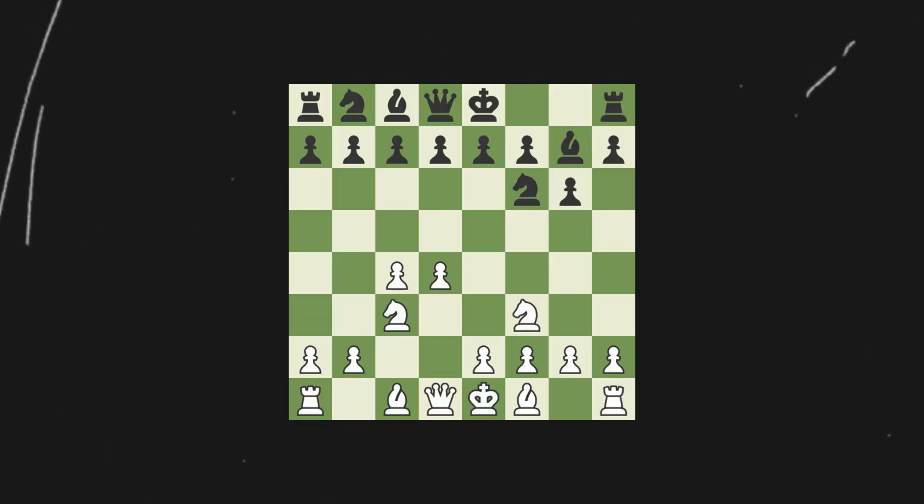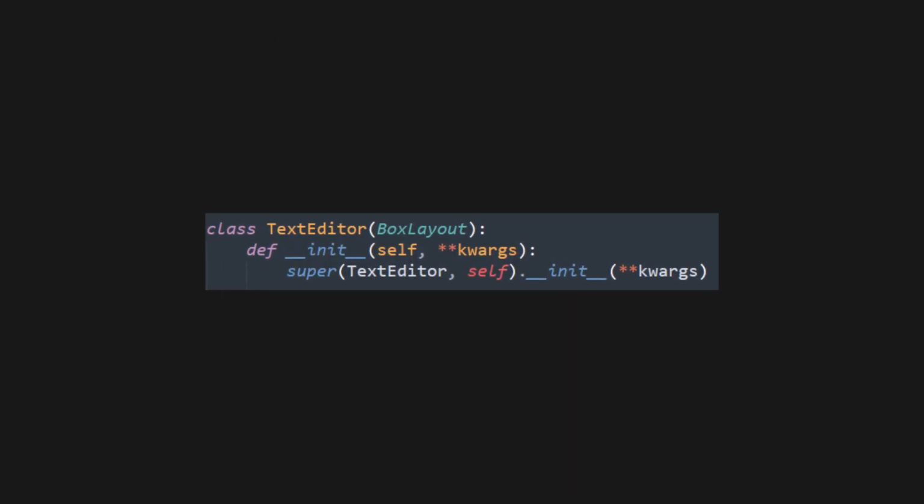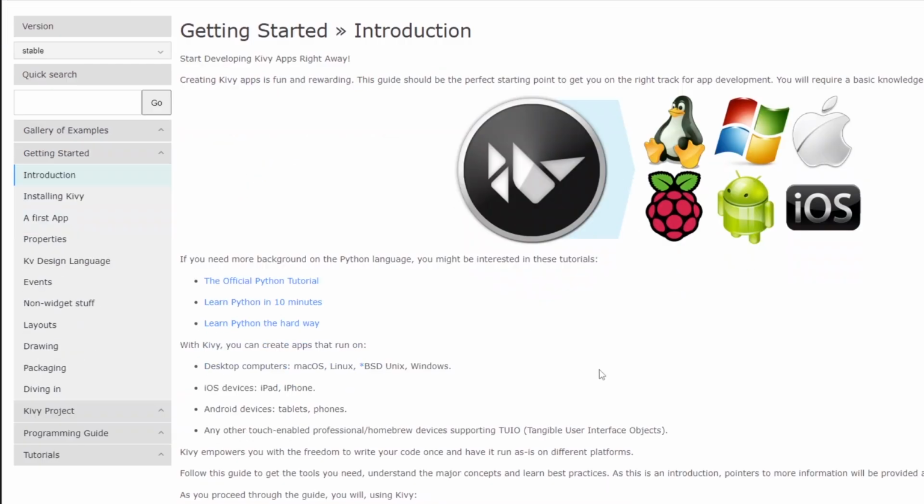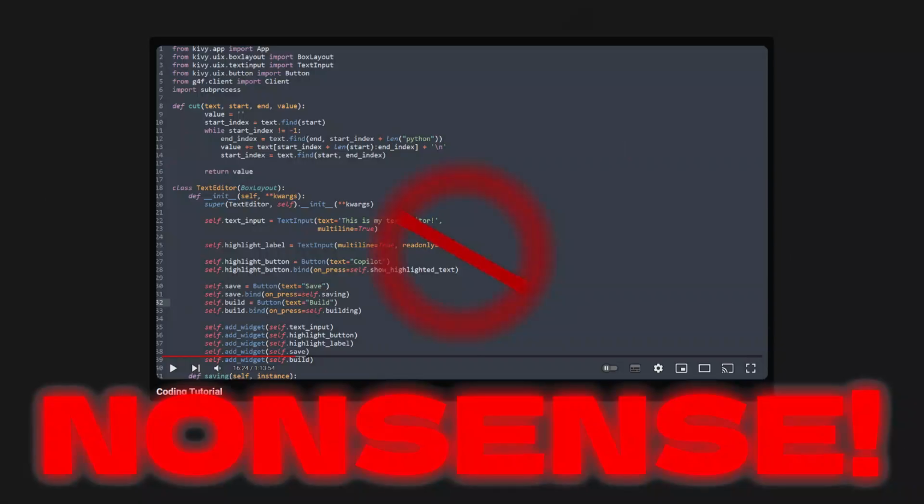Well, we learn patterns, but we don't know what they mean. For example, we have a class that defines a Kivy application in Python. If you don't read the documentation and don't understand the syntax, you can get lost, and most guides won't explain why. Here comes the second problem.